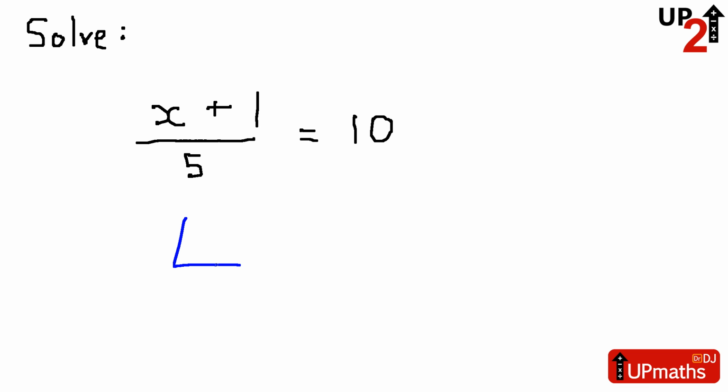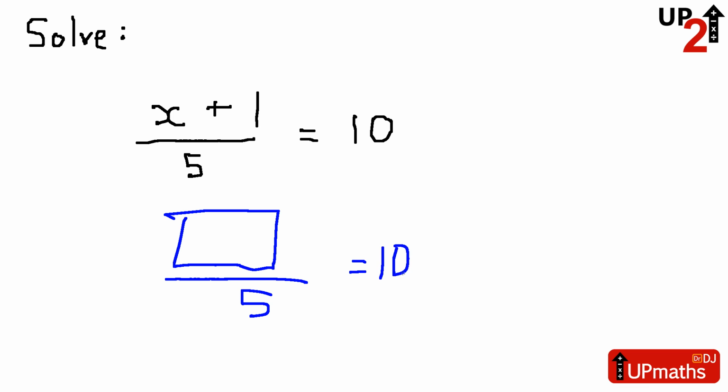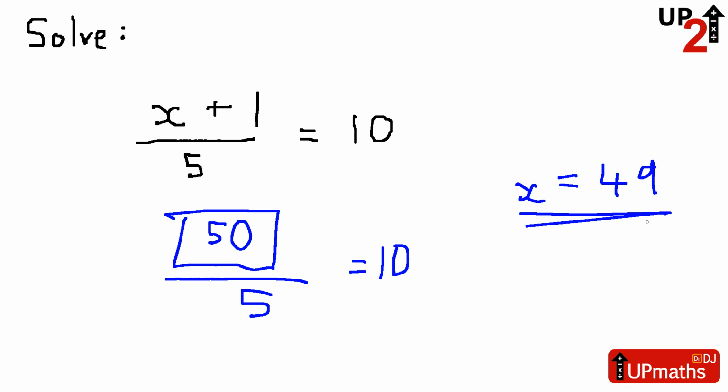Pause the video if you like. Something divided by 5 is 10. So that would be 50. Which means what's x? Have a think. x must be 49, because that would make the top equal to 50.